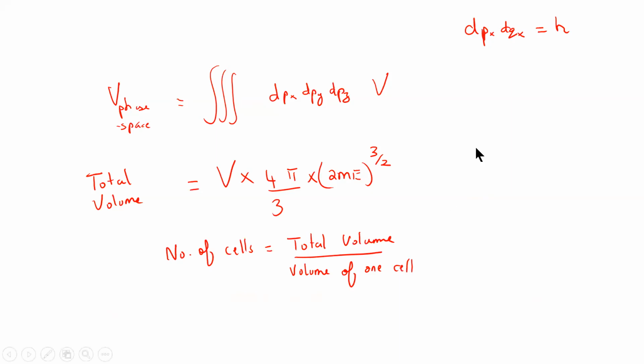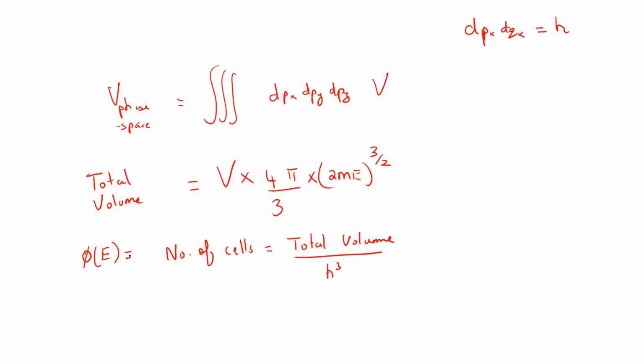Because for one set of coordinates x we have h, we have y, and we have z. So this will be h cubed. Therefore, the volume of one cell is nothing but h cubed. So it is this answer that we got divided by h cubed, which gives the number of cells. We call this number of cells phi of E.